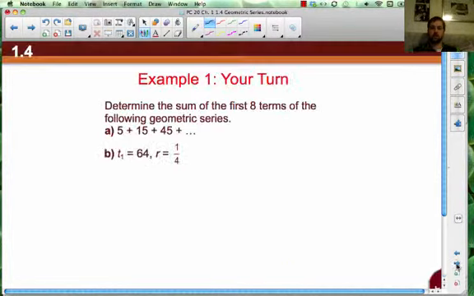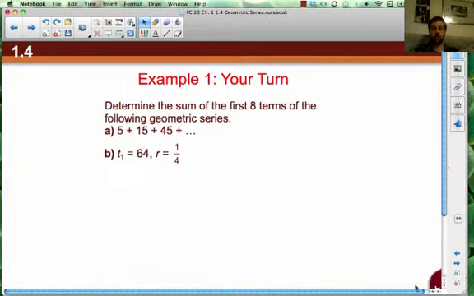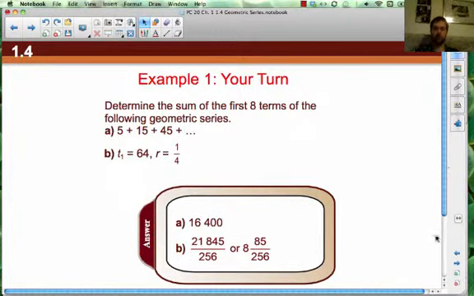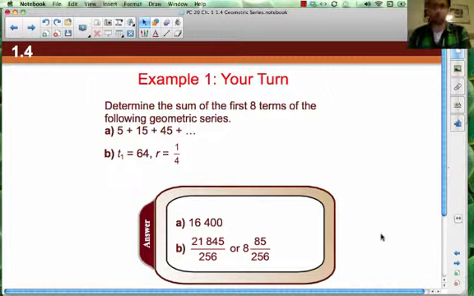So here's your turn for you to go ahead and try. As always, hit pause. The answer will be here when you come back. So there's the answer. Hopefully you were able to get that. So we're going to stop here for the day. So good luck, and I will see you in class tomorrow.